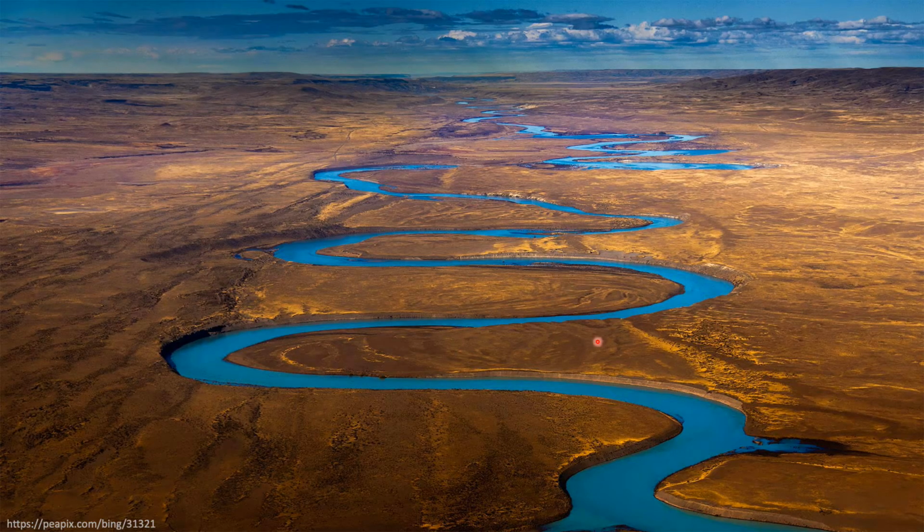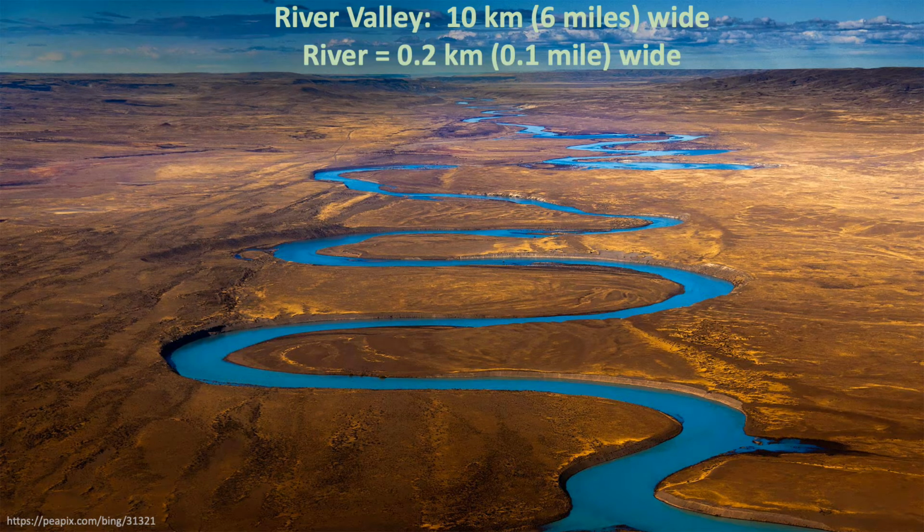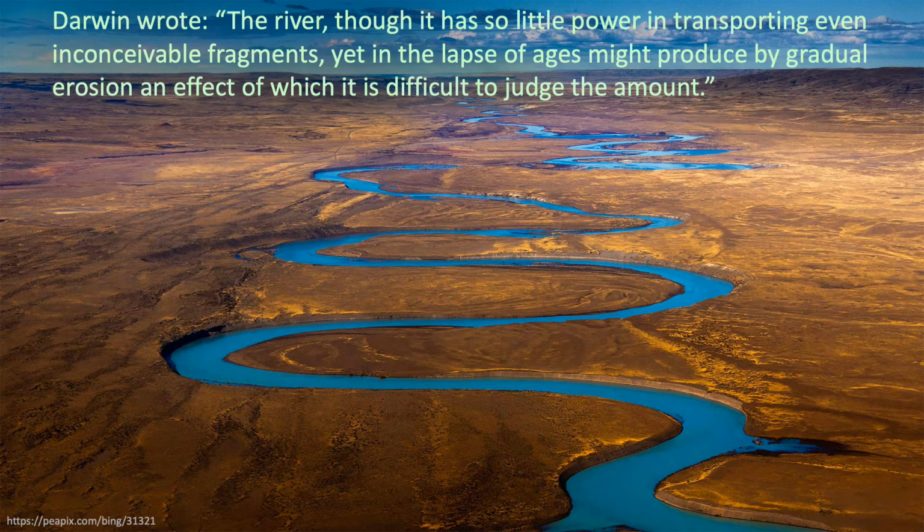So here's what he saw, the Santa Cruz River meandering up through this valley. The river itself is only about 1/10 of a mile wide, whereas the valley is about 10 kilometers wide. Darwin considered this, and he wrote in his diary, "The river, though it has so little power in transporting even inconceivable fragments, yet in the lapse of ages might produce by gradual erosion an effect of which it is difficult to judge the amount."